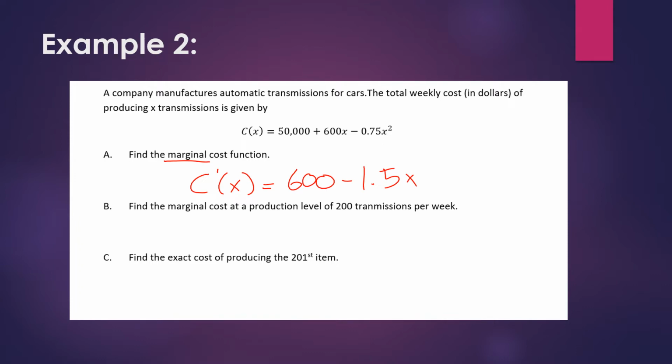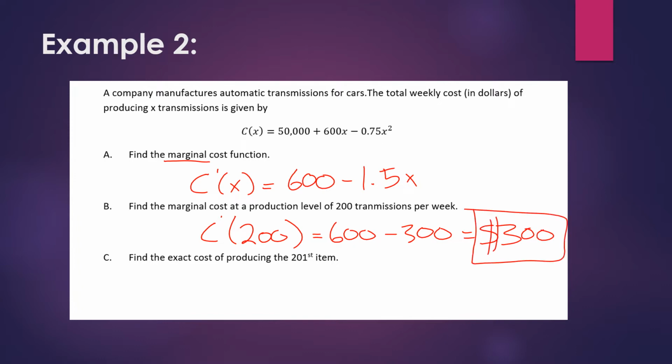For B, it says find the marginal cost at a production level of 200 transmissions per week. So they're asking us to find C prime of 200. Well, that's going to be 600 minus 1.5 times 200, that's 300. So 600 minus 300 would be 300.